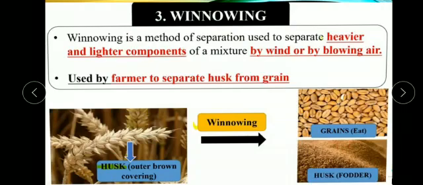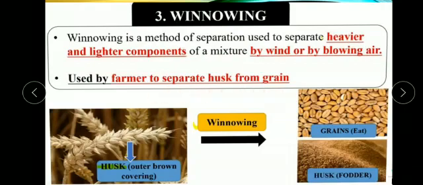So by the process of winnowing, we can separate grains from husk. Okay, and the grains we eat and husk is used for fodder. So now we have learned what is winnowing. Winnowing is a method of separation used to separate heavier and lighter component of a mixture by wind or by blowing air, and it is used by farmers to separate husk from grain.